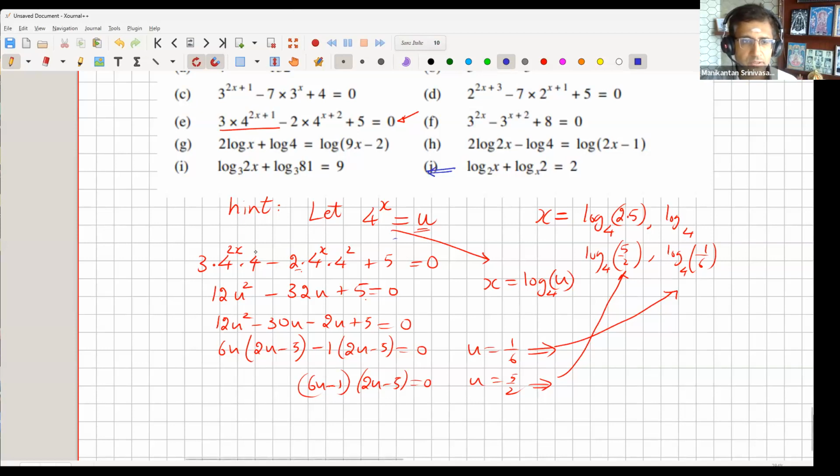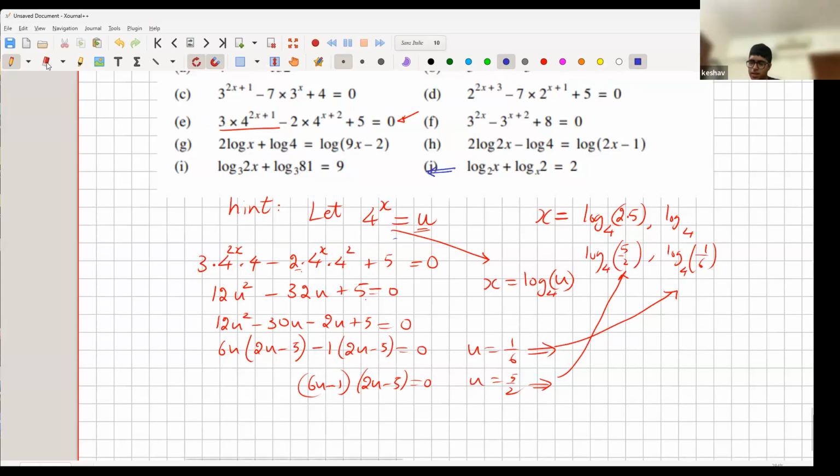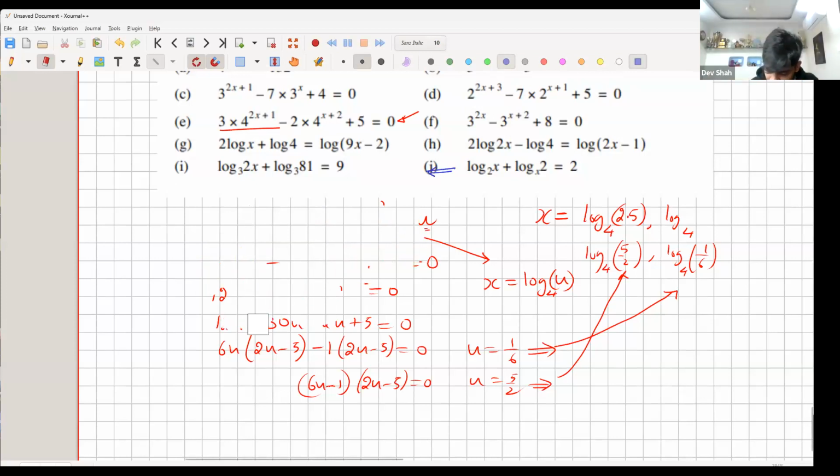Keshav: At this point, I'm at log of 2 to the base of x is equal to log of 2 over x to the base of 2. Because I made... oh, I made a mistake. I'm getting log 2 to the base of x is equal to log 4 to the base of x or something. Okay.